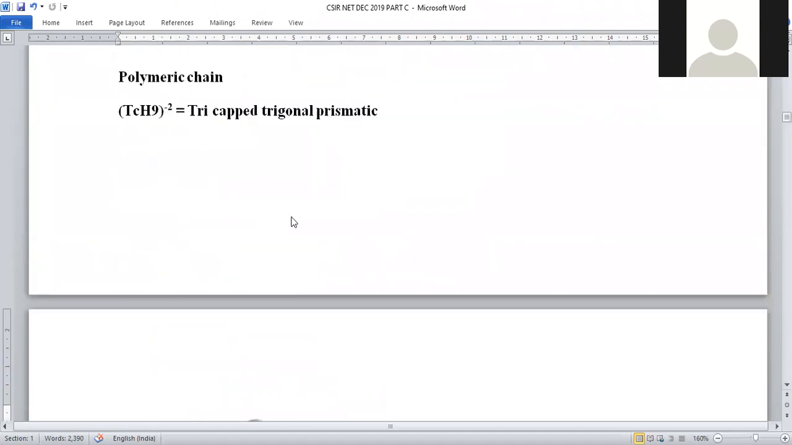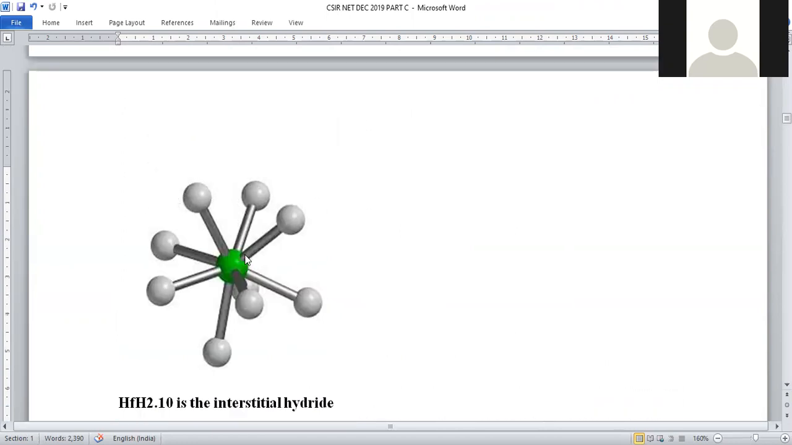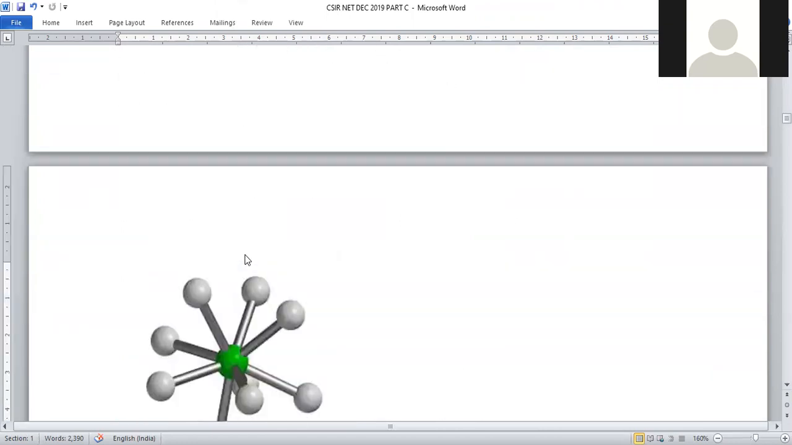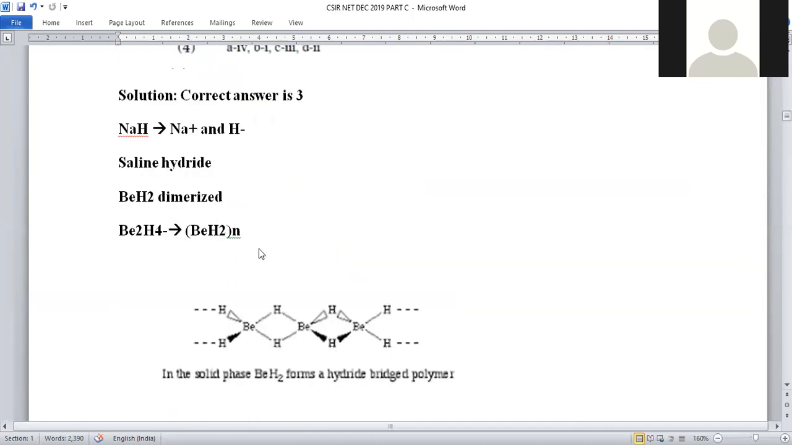Now let us see technetium hydride. Technetium hydride exists in a tricapped trigonal prismatic structure. It is the exact representation of the tricapped trigonal prismatic structure which is given for this technetium hydride. And one more is hafnium hydride. It is known as interstitial hydride because a non-stoichiometric ratio is present in between. And this is a stable kind of transition metal hydride. An exact fixed ratio of hydrogen and metal was not taken. And these are formed at elevated temperature.